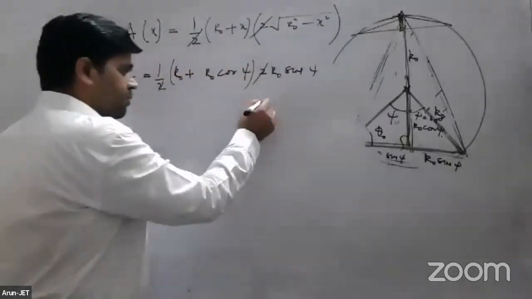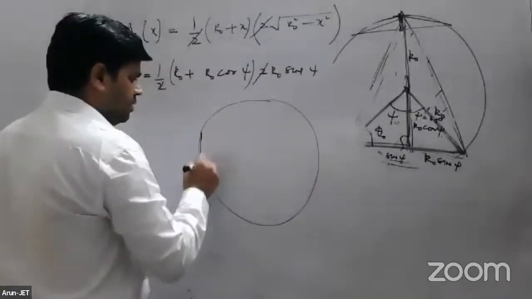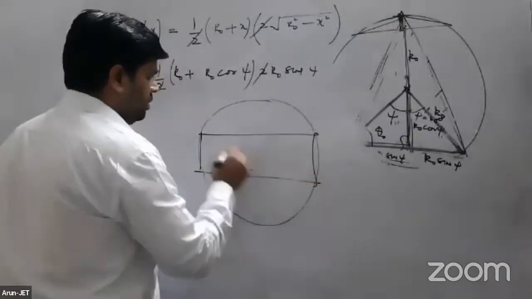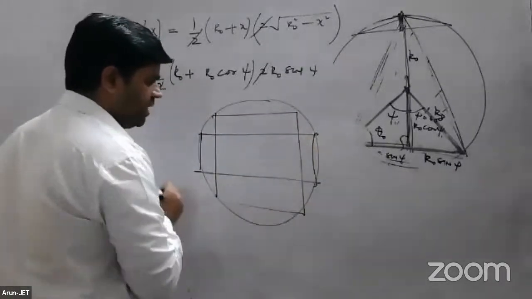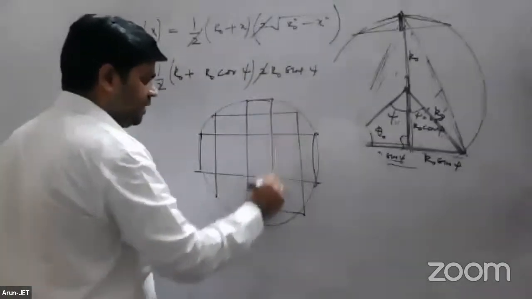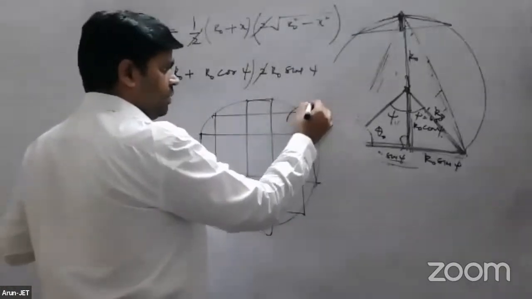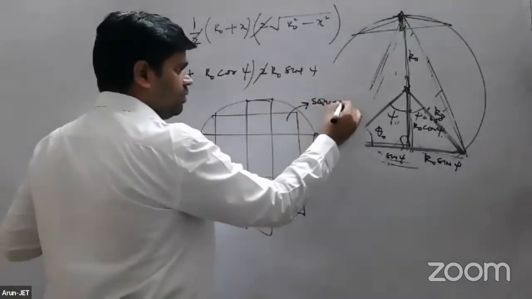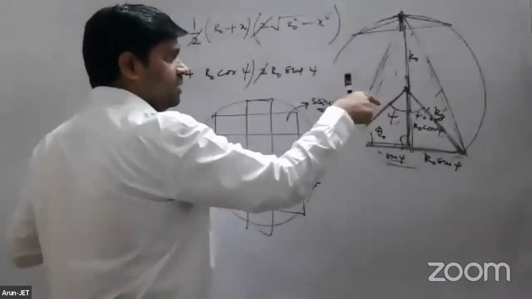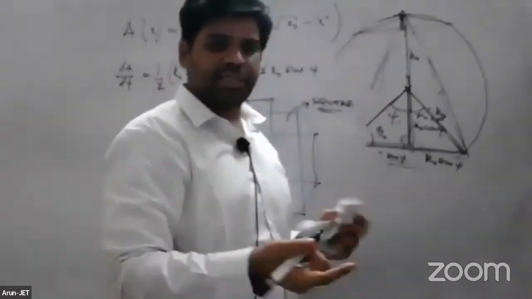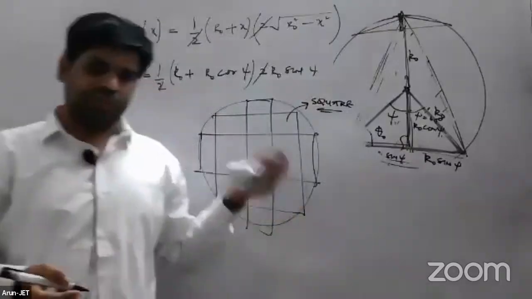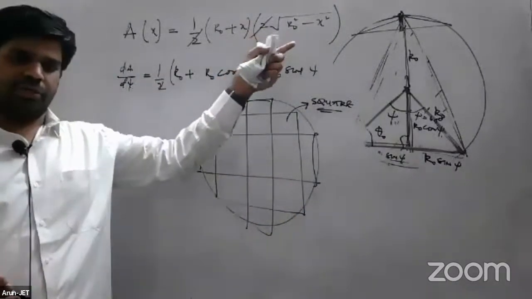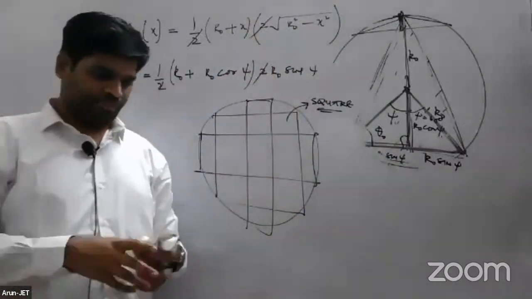In the previous question, there were rectangles like this. Now that became a square when the area is maximum. By symmetry I can conclude that it's going to be a square. But here I cannot say what kind of triangle it is. So I will have to resort to calculus to find out that area, to find out that triangle.